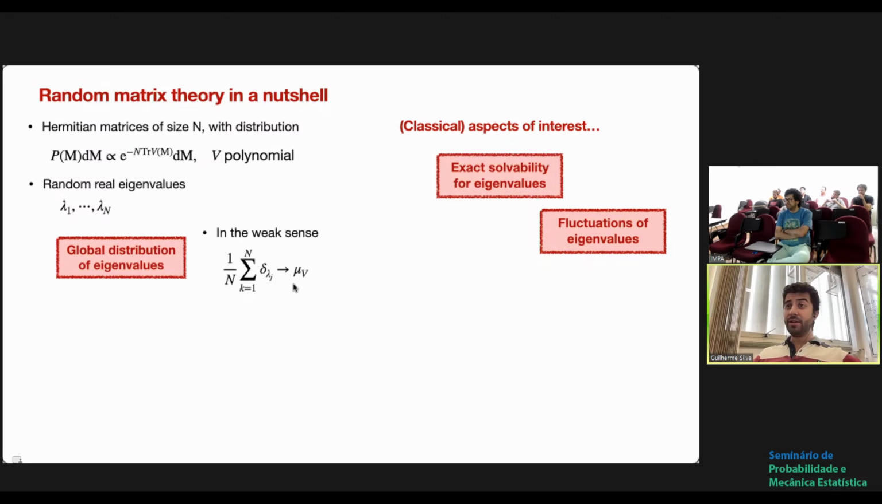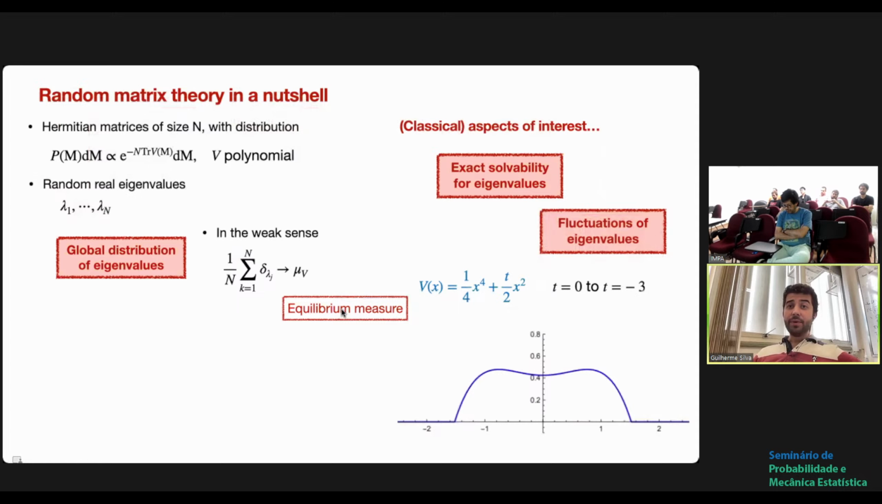And what I have to tell you is what this mu of V is. This is what people call the equilibrium measure. In a certain sense, this statement is a law of large numbers for the eigenvalues, right? It says that eigenvalues converge to the equilibrium measure with respect to the potential V. And this equilibrium measure can actually be found using a variational problem that I'm going to state in a moment. But let me just give you an example concretely.